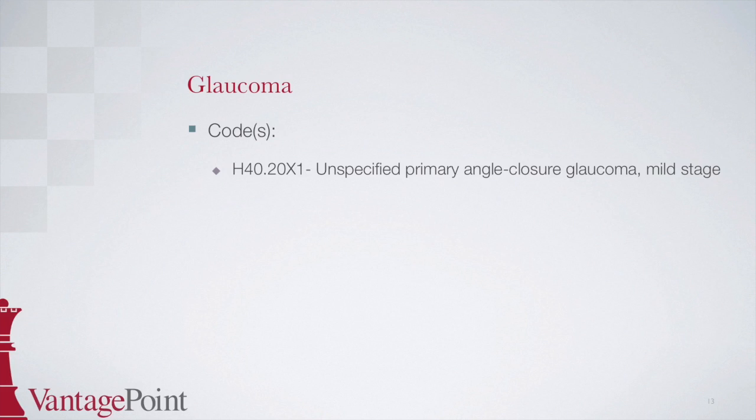Since documentation states that this patient's glaucoma is mild stage, a 7th character of 1 is appropriate. As the code is only 5 characters in length, but a 7th character is required, an X placeholder is needed in the 6th character position. You'll notice that even though documentation also states that the glaucoma is for both eyes, laterality is not specified for primary angle closure glaucoma.